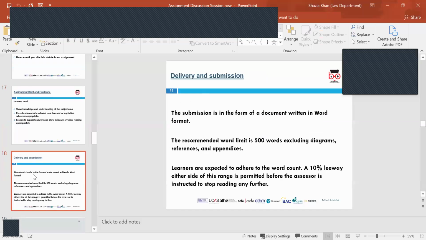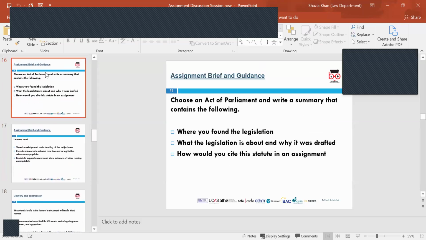Delivery and submission of task 2 is that it needs to be submitted as a document written in Word format. The recommended word limit is 500 words, excluding references, diagrams, and appendices. Learners are expected to adhere to the word count, and again, there is a 10% leeway. Make sure that you are not changing the wording, and make sure you are doing what is expected in each part.